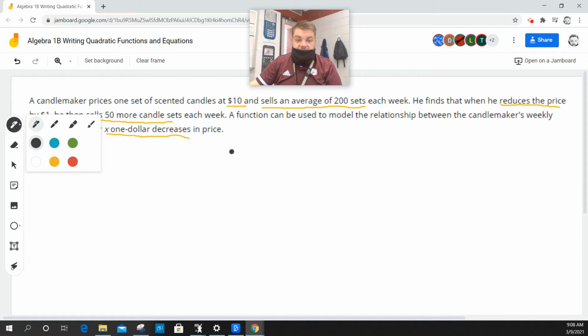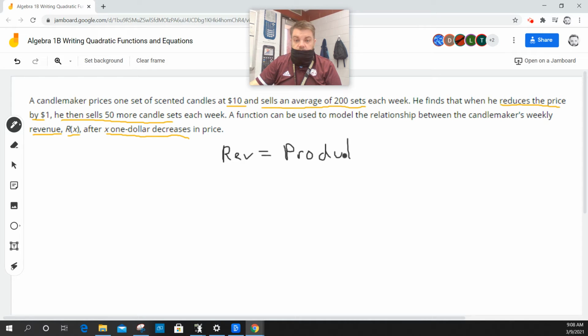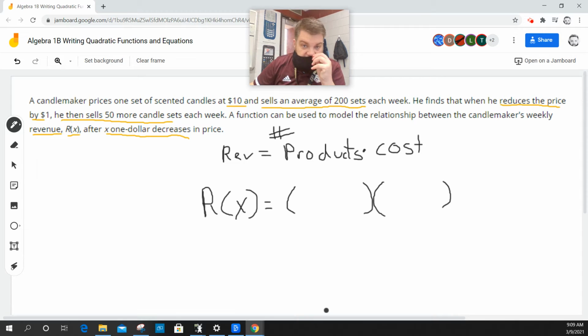So again, we have a revenue that is equal to the product times the cost, or what he's selling it for. So I'm going to say the number of products. So R of X is the answer to a multiplication problem.